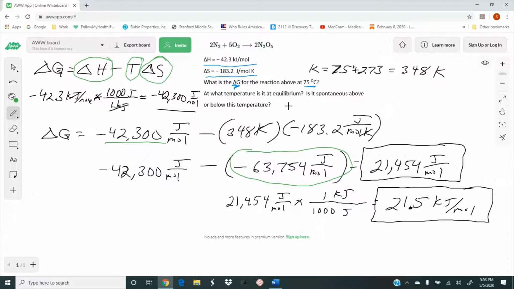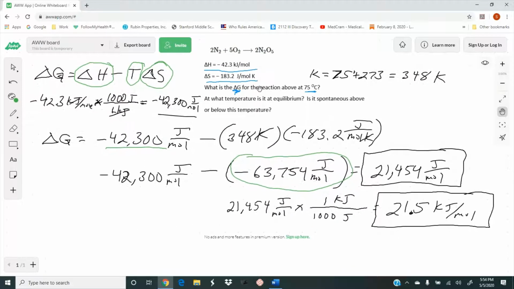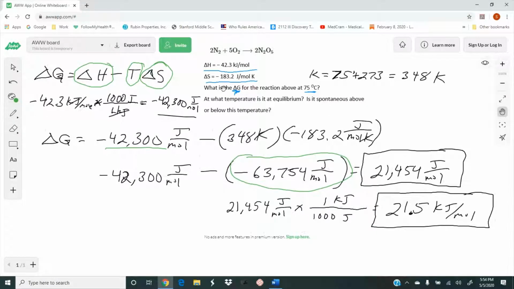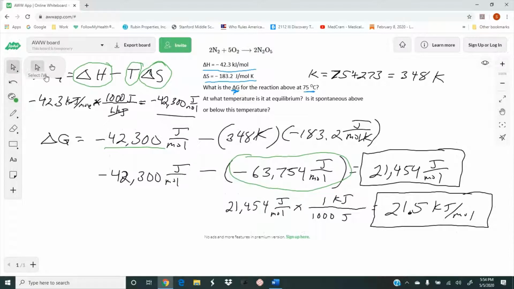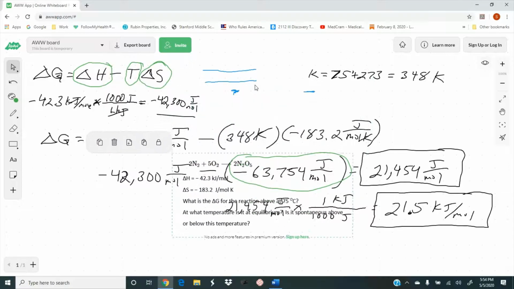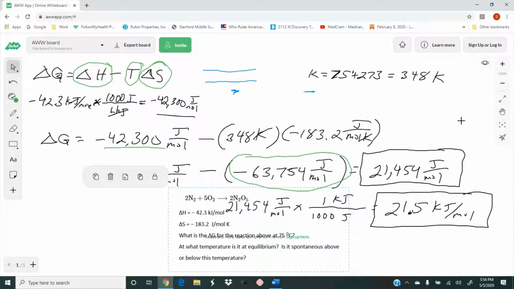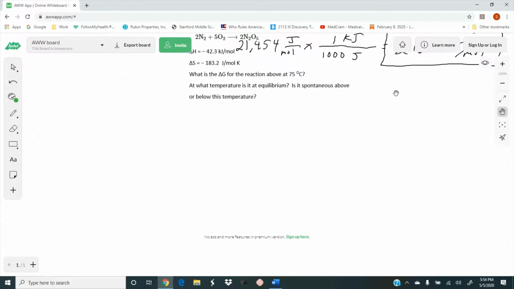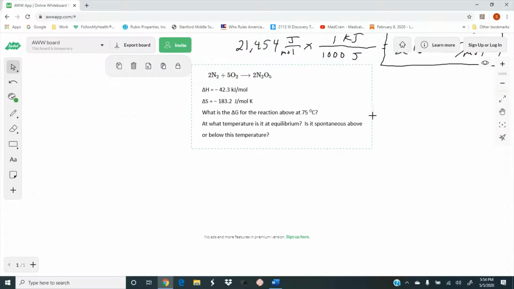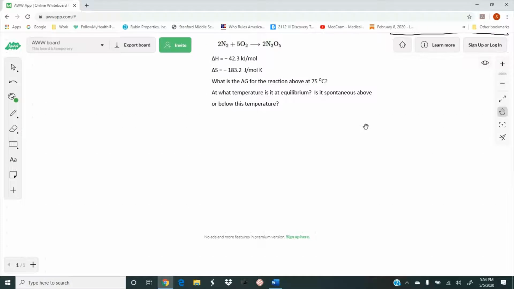Let's try the second part. At what temperature is it at equilibrium? I'm going to move this whole problem up, and move this down a little bit. If you want to go ahead and see what we did before, you can go ahead and go up.